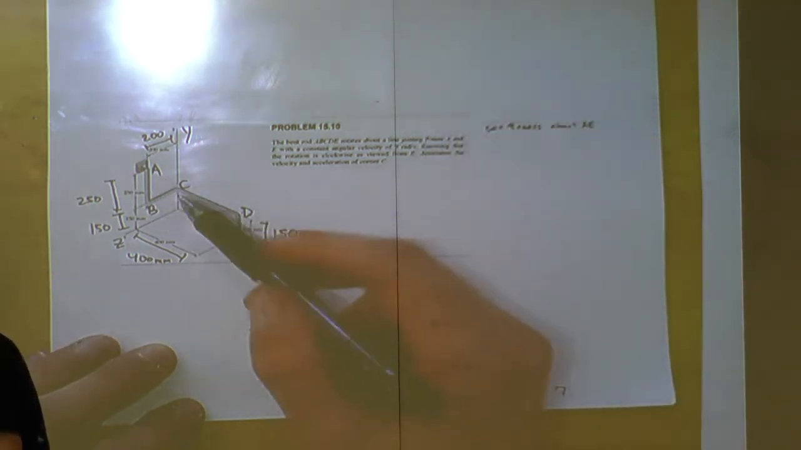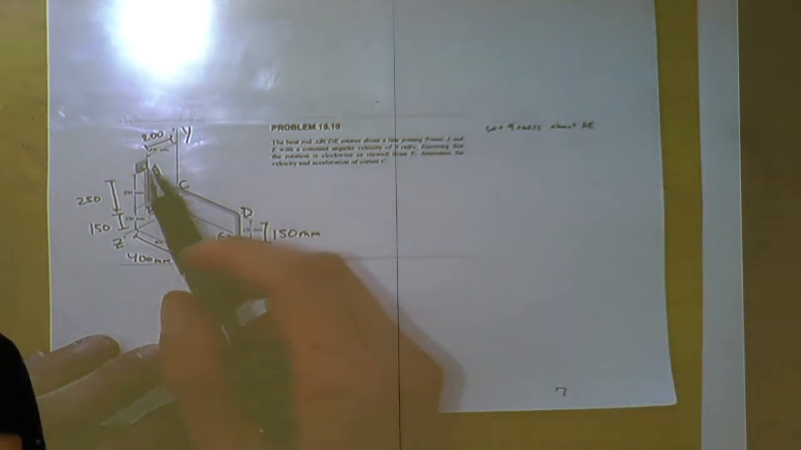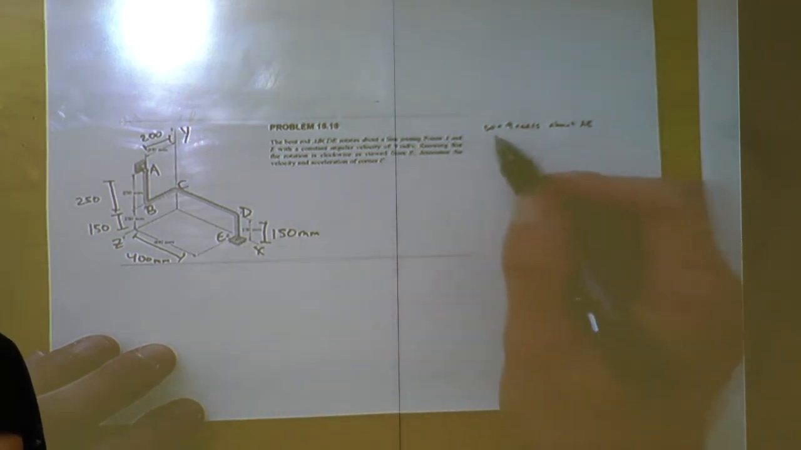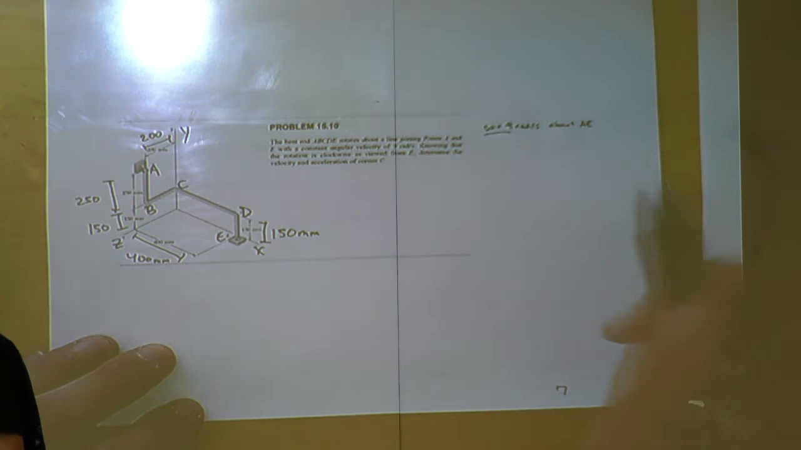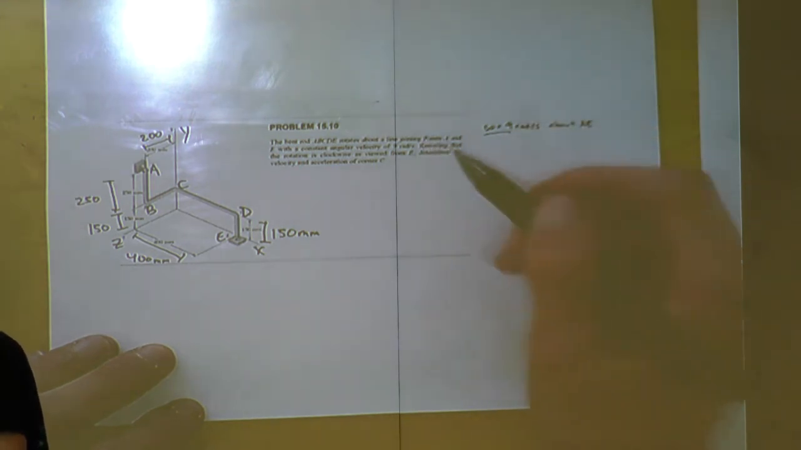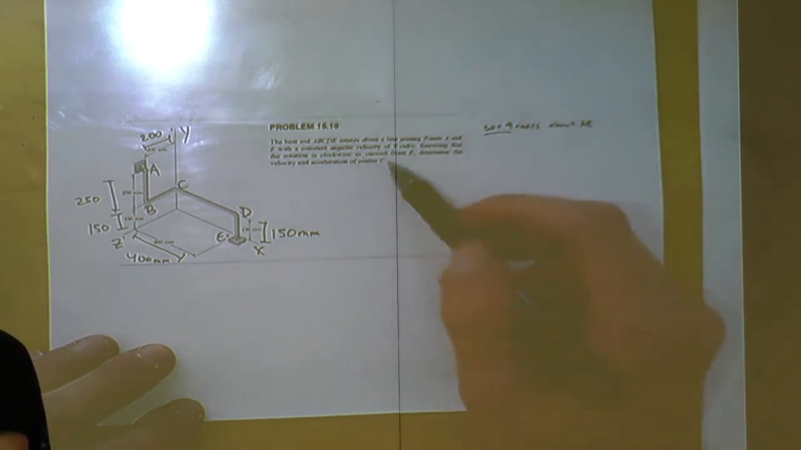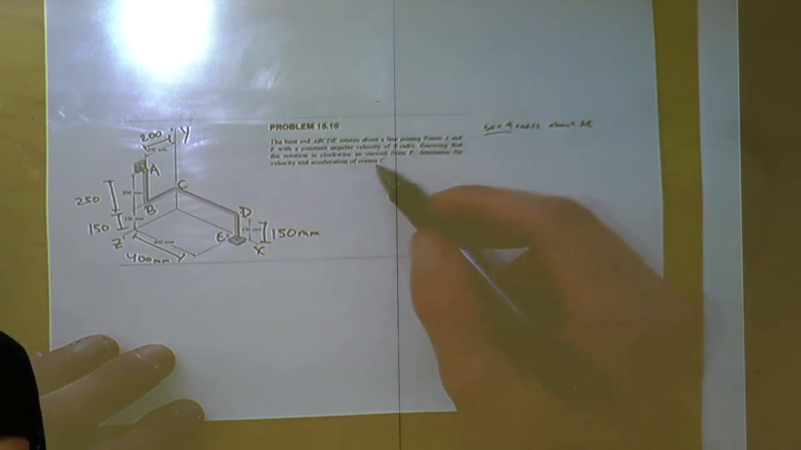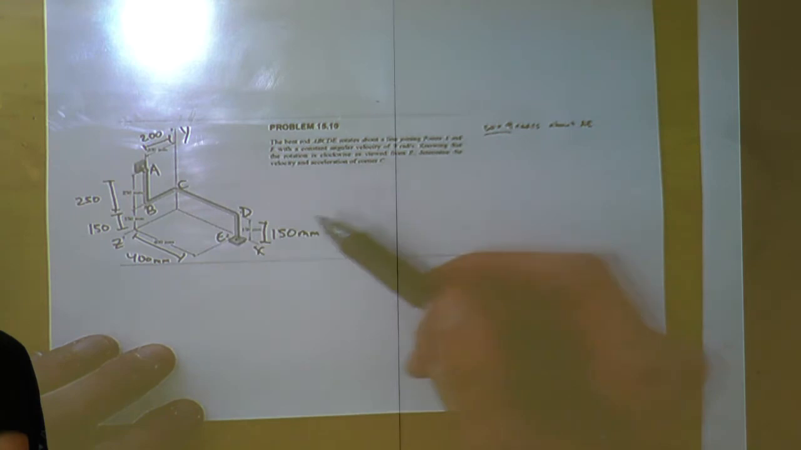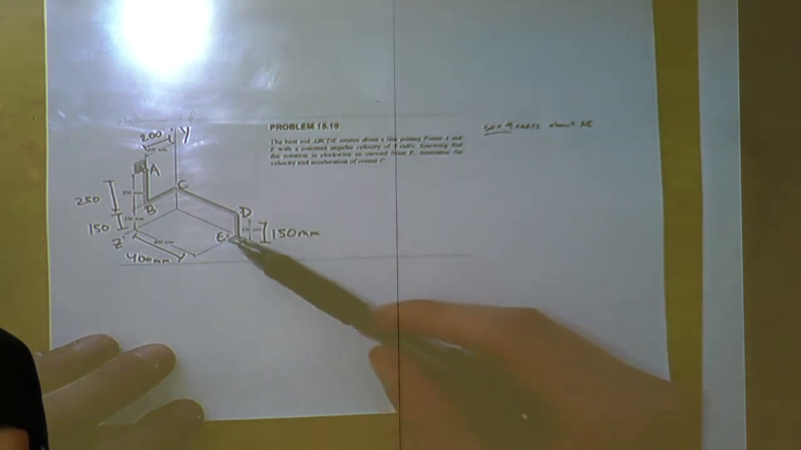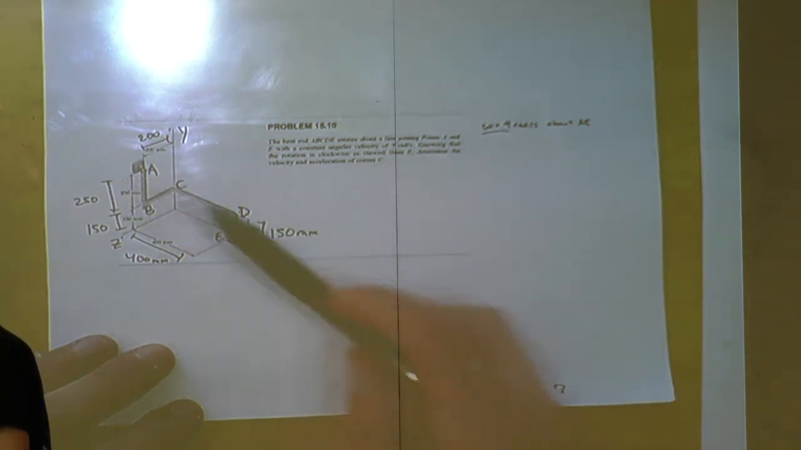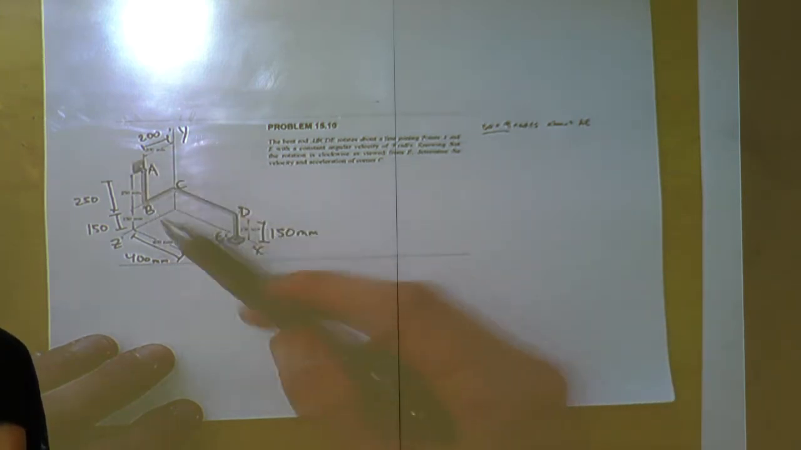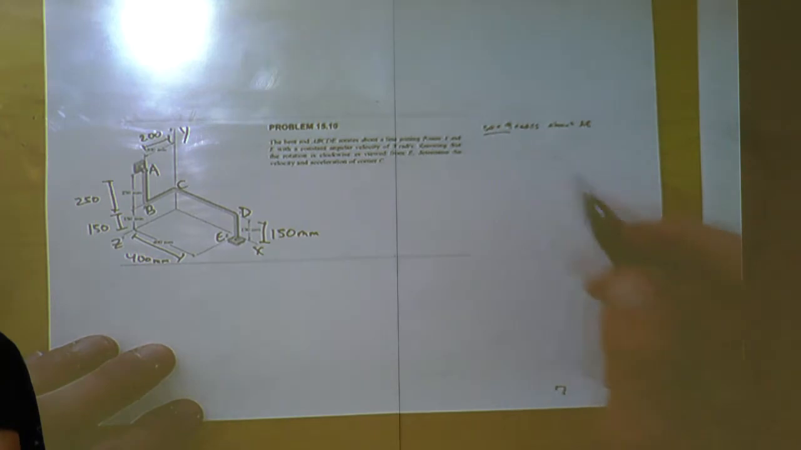Okay. So this rod is going to rotate about a line joining points A and E with the constant angular velocity of 9 radians per second. Knowing that the rotation is clockwise as viewed from E, determine the velocity and acceleration of corner C. So looking from here along this line right here, it's going to be moving in this direction basically.